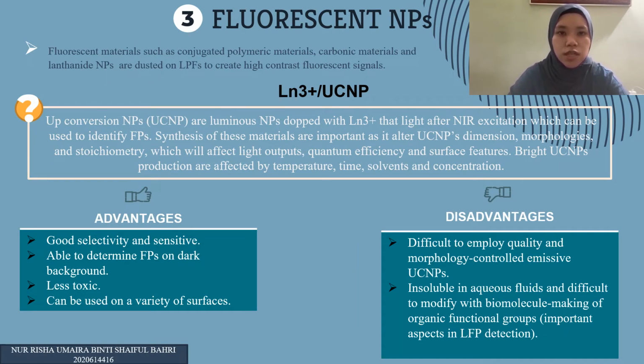Fluorescent materials such as lanthanide nanoparticles are dusted on latent fingerprints to create high contrast fluorescent signals when exposed to light. Let's look at the application of lanthanide ion doping into UCMP. But what is UCMP? UCMP, or also known as upconversion nanoparticles, are luminous nanoparticles doped with lanthanide ion that produce visible light following near IR excitation. It is used to identify fingerprints because it favors fingerprints materials over the surrounding.